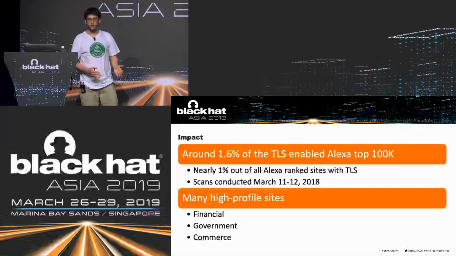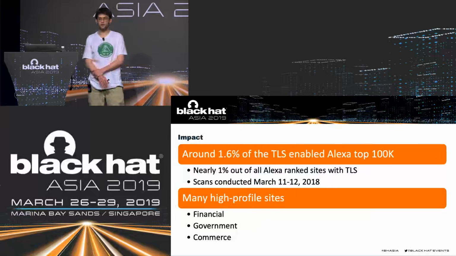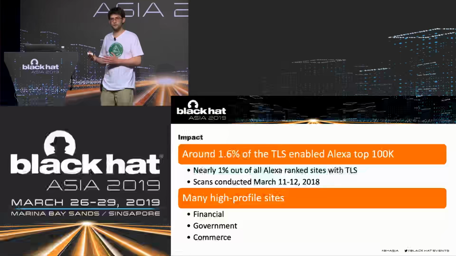Overall, we're looking at about 1.6% of the TLS-enabled Alexa top 100,000 sites having exploitable TLS padding oracles, and overall about 1%. This covers a lot of different important sites, like a couple of US credit reporting agencies, several government agencies, military organizations from around the world, lots of commerce sites and bill paying systems, all sorts of things that somebody might actually want to attack. Another thing I want to draw your attention to is 1.6% for the top 100,000 versus 1% for all of them.